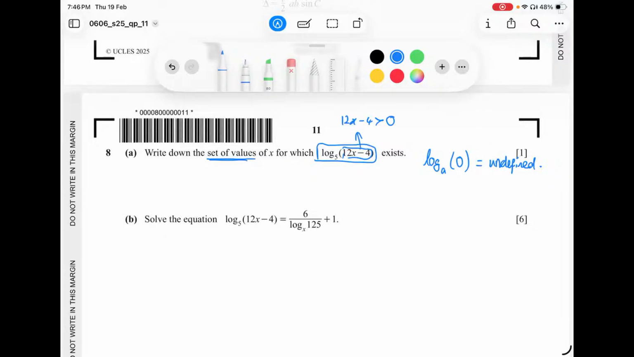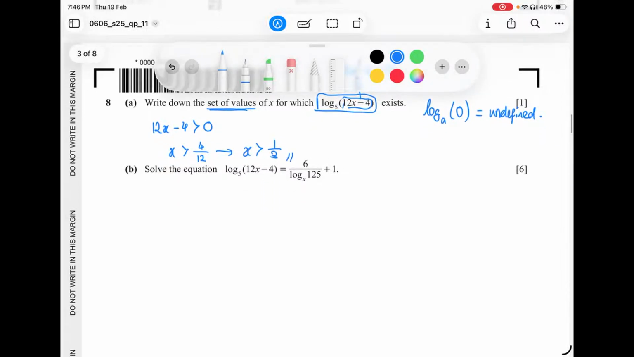Sorry for the interruption. So we will be using 12x minus 4 is greater than 0. Now you just solve this inequality, which is going to give you 4 over 12. So it's going to be greater than 4 over 12. You can simplify this further and write x is greater than 1 over 3. So that's going to be the final answer.